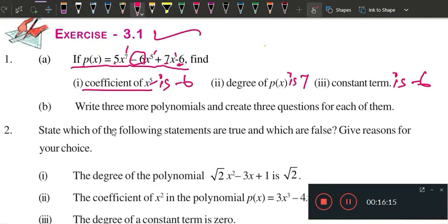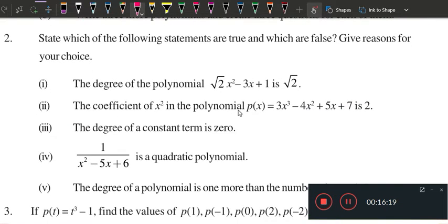Okay children. Next, state which of the following statements are true and which are false. Give reasons for your choice. First question. These are true or false. The degree of the polynomial root 2x square minus 3x plus 1 is 2. Is it right? What is the degree of this polynomial?